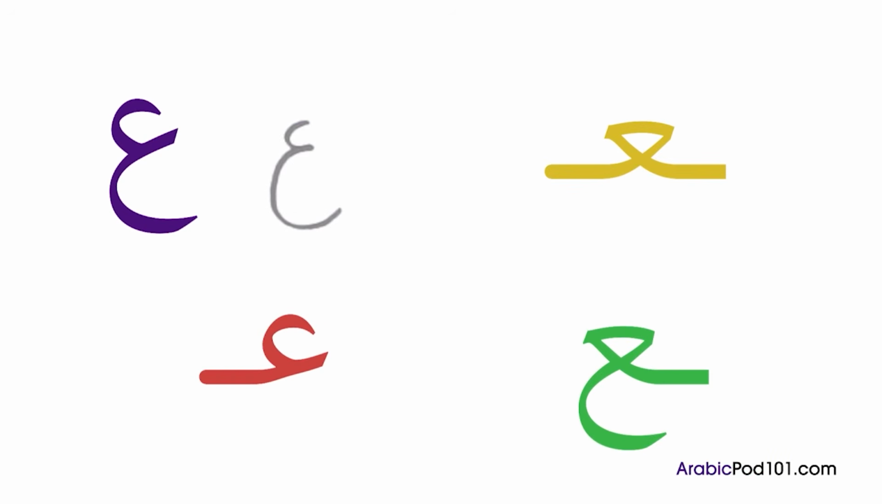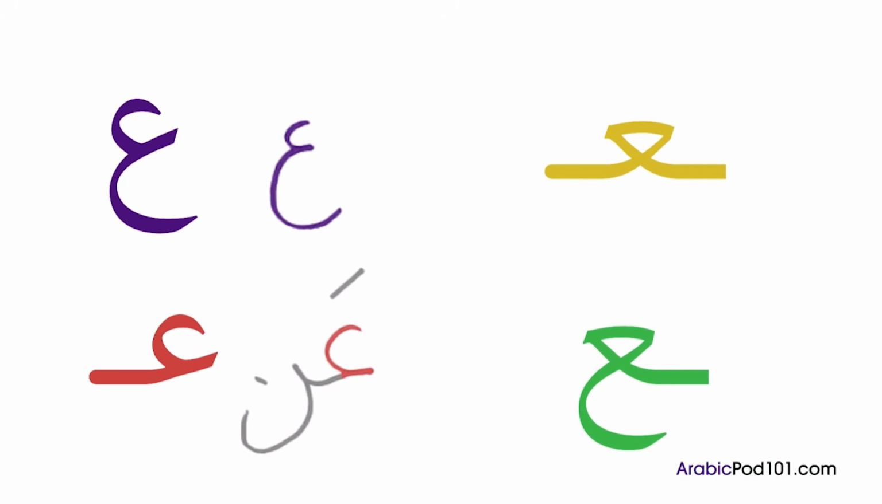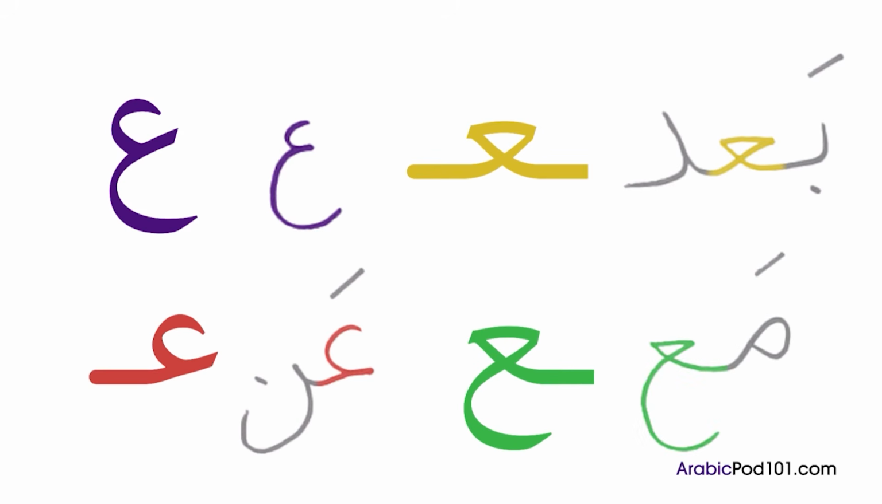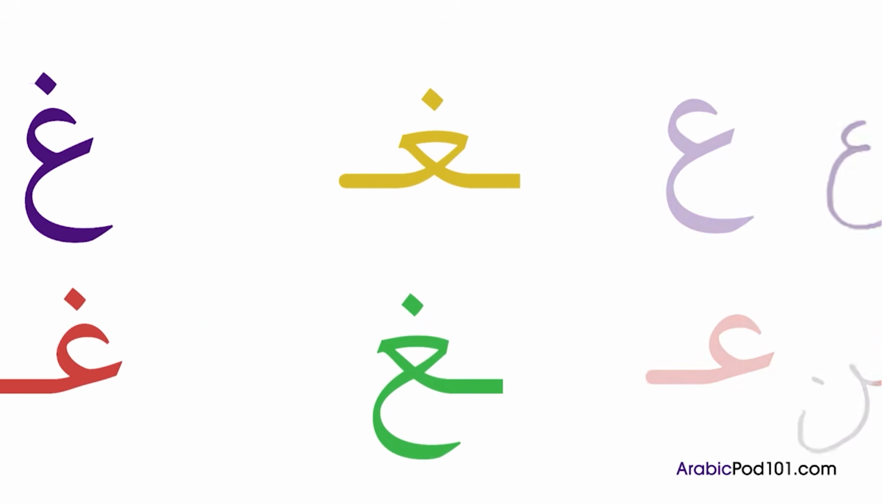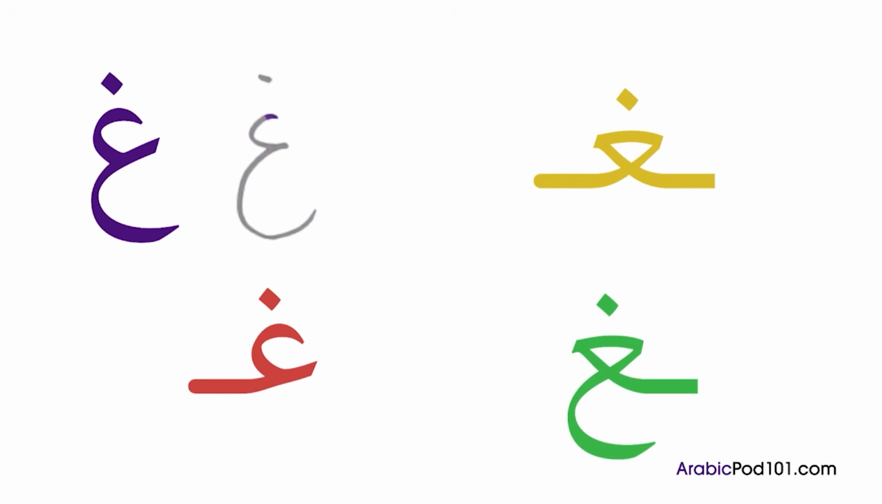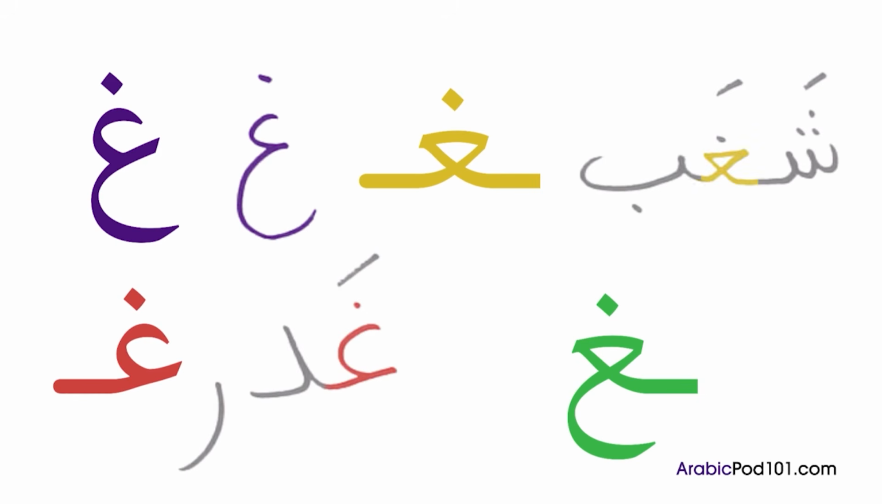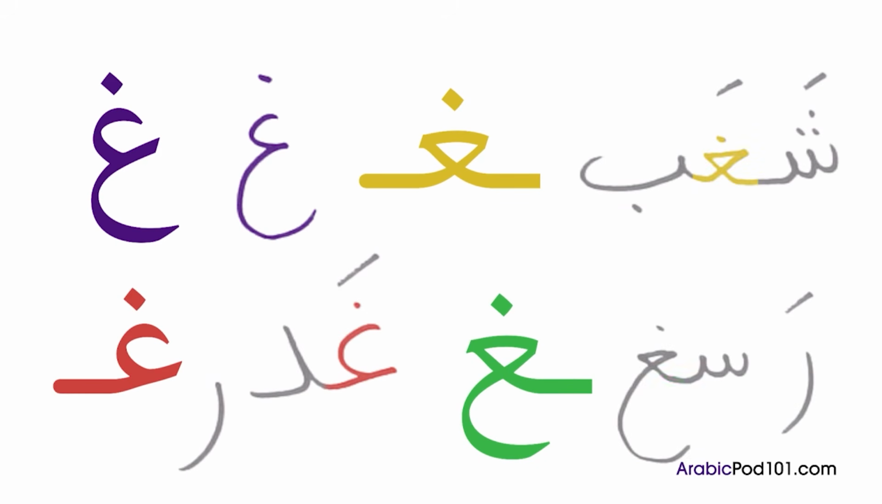And now here are the letters we learned last lesson. Ain and ghain. First, let's review ain, isolated, initial, medial, final. Finally, let's see ghain one more time. Isolated, initial, medial, final.